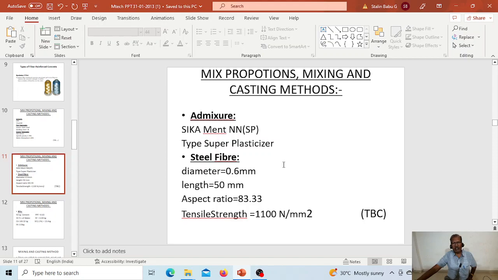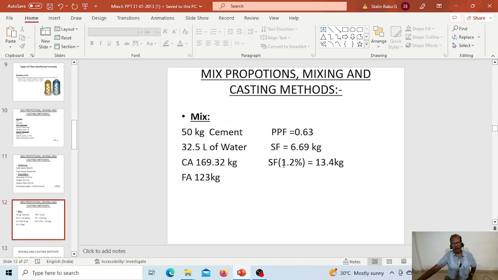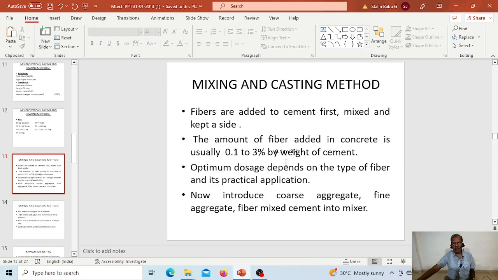Here tensile strength is 1100 Newton per mm square (MPa), and the mixed proportion is 50 kg of cement, 32.5 liters of water, coarse aggregate, fine aggregate. These are all as per conventional concrete. PPF and SF, plastic fibers and steel fibers, are also used in that mixed proportion. And mixing and casting methods.